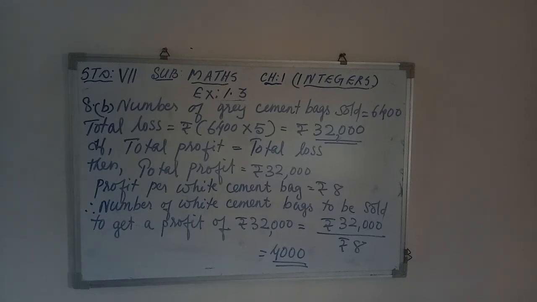Is that clear? So how many white cement bags are to be sold to earn a profit of rupees 32,000? That is 4,000 white cement bags. To get a profit of rupees 32,000, we have to sell 4,000 white cement bags. That means there will be neither a loss nor a profit. So the final statement you can write: 4,000 white cement bags to be sold to get neither profit nor loss. That also you can add there. Next question.